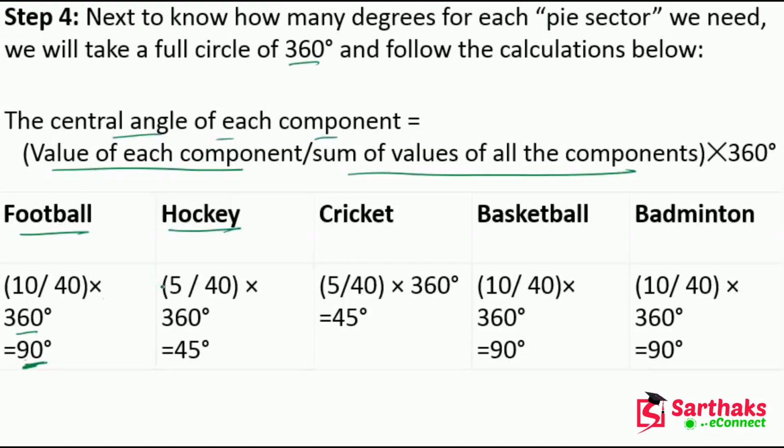And if you talk about hockey, you know that 5 students like hockey, and 40 is the total students. So 5 upon 40 into 360. This will give 45 degrees. Similarly, in cricket, it also gives 45 degrees. Similarly, in basketball, after solving this, we get 90 degrees. And in badminton, we again get 90 degrees. So these are the central angles of football, hockey, cricket, basketball, and badminton. Understand, my dear friends? Now we can easily draw the pie graph.